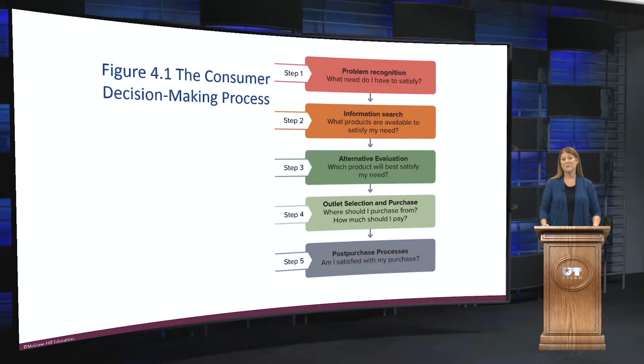When we're talking about consumers and their decision-making process, there are 5 steps that are involved. You'll see it begins with the problem recognition. What are we trying to satisfy? The information search, where we gather information. Then we evaluate the alternatives that are available to us. We look for where we're going to purchase the product, what outlet we're going to use, and then finally, whether or not we are satisfied or dissatisfied with the post-purchase process.